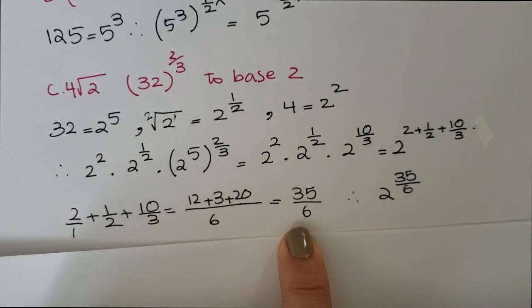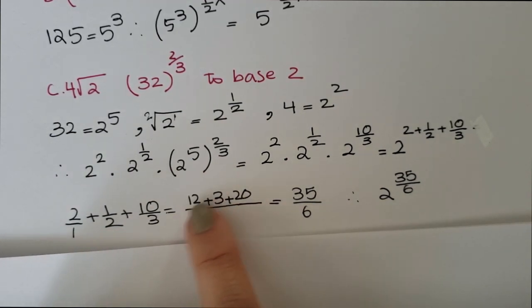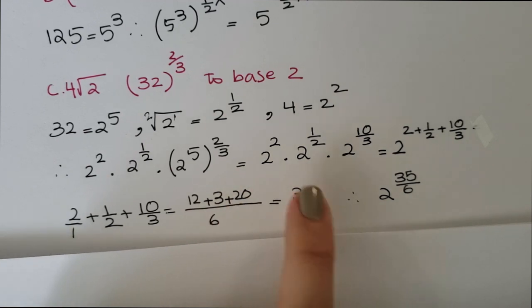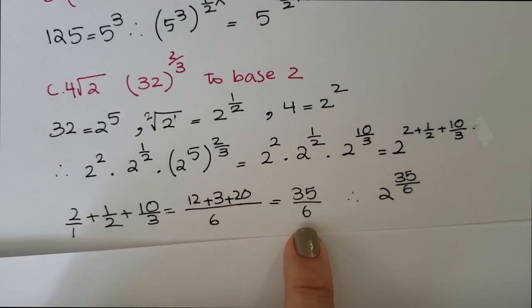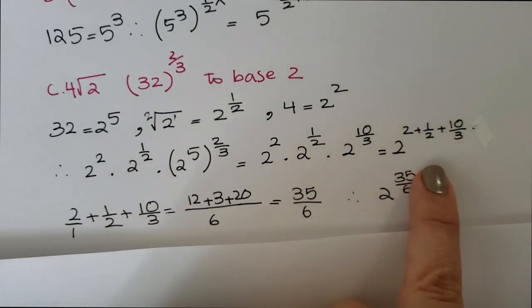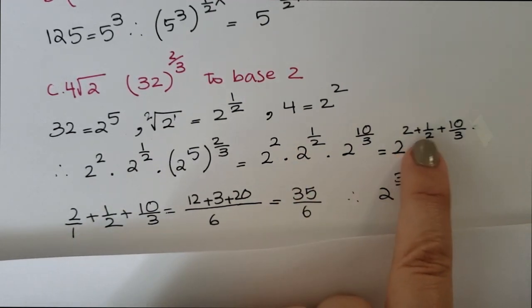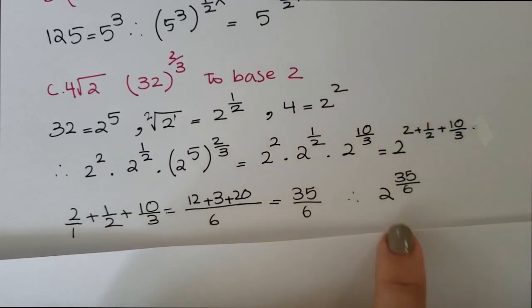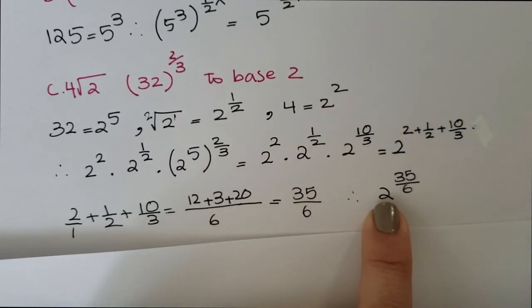Then in the next step, we just add all these three numbers together: 12 plus 3 plus 20, 35. And the common denominator would be written down. So from here, we just substitute. Instead of writing these three fractions, we just substitute with 2 raised to the power 35 over 6.